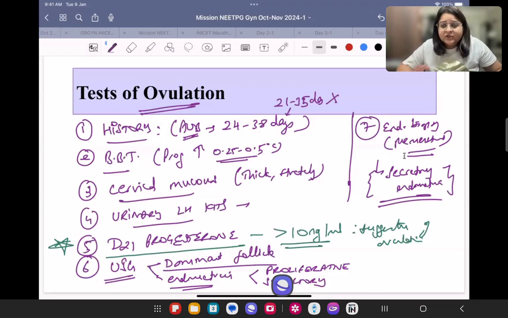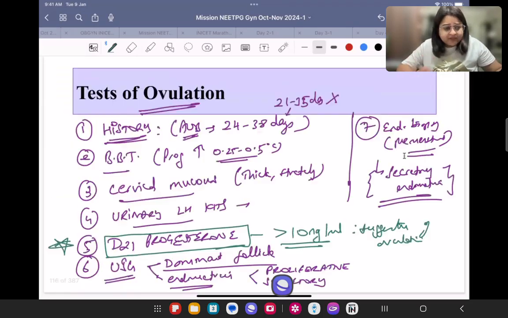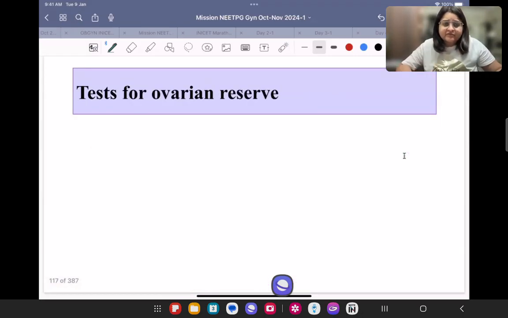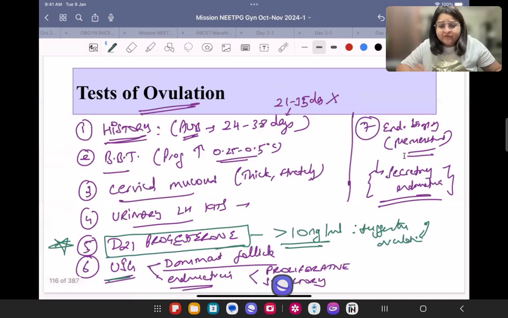We usually don't do all these tests if the history is good enough to tell you if ovulation has happened. Otherwise, we get a day 21 progesterone test done, because this is one of the best non-invasive tests to tell us if ovulation has happened. Now there is something else. Don't get confused when you see the words tests of ovulation and tests of ovarian reserve. Ultrasound is also done in many patients when we have put her on ovulation induction drugs.